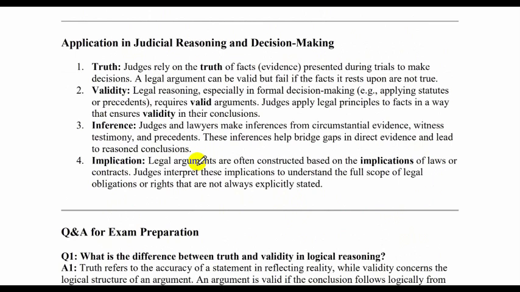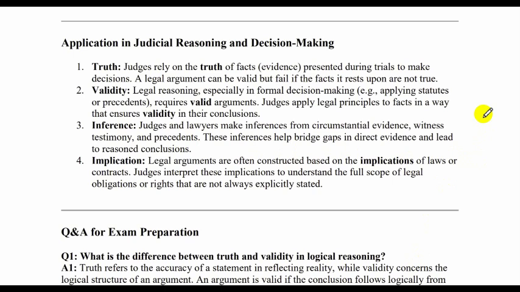Second, validity. Legal reasoning, especially in formal decision making, for example applying statutes or precedents, requires valid arguments. Judges apply legal principles to facts in a way that ensures validity in their conclusions. Inference. Judges and lawyers make inferences from circumstantial evidence, witness testimony, and precedents. These inferences help bridge gaps in direct evidence and lead to reasoned conclusions.